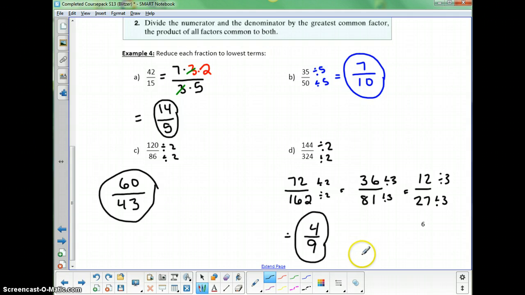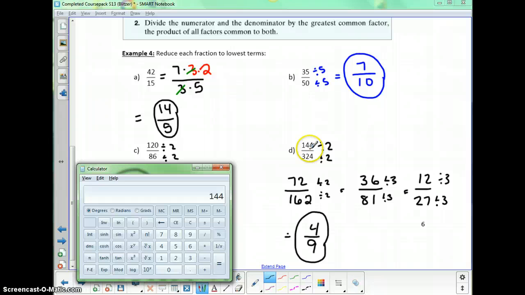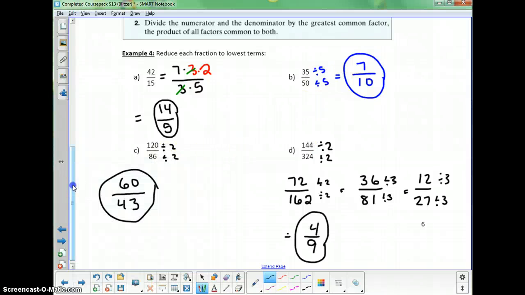If I wanted to do it faster, I could have tried bigger numbers. For example, 2 times 2 is 4 times 3 is 12 times 3 is 36. So 36 actually would go into both of those if we check. 144 divided by 36 is 4, and 324 divided by 36 is 9. So if I would have divided them both by 36, I would have been done, but I didn't know, looking at the problem, that 36 went into it, so I went with those smaller pieces that I could see.